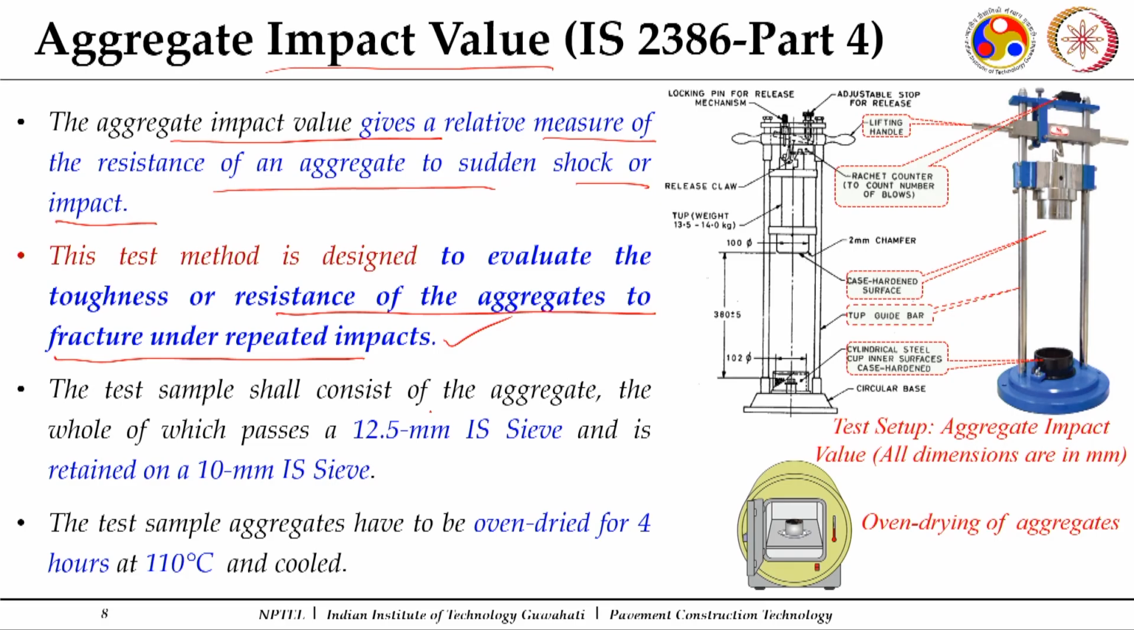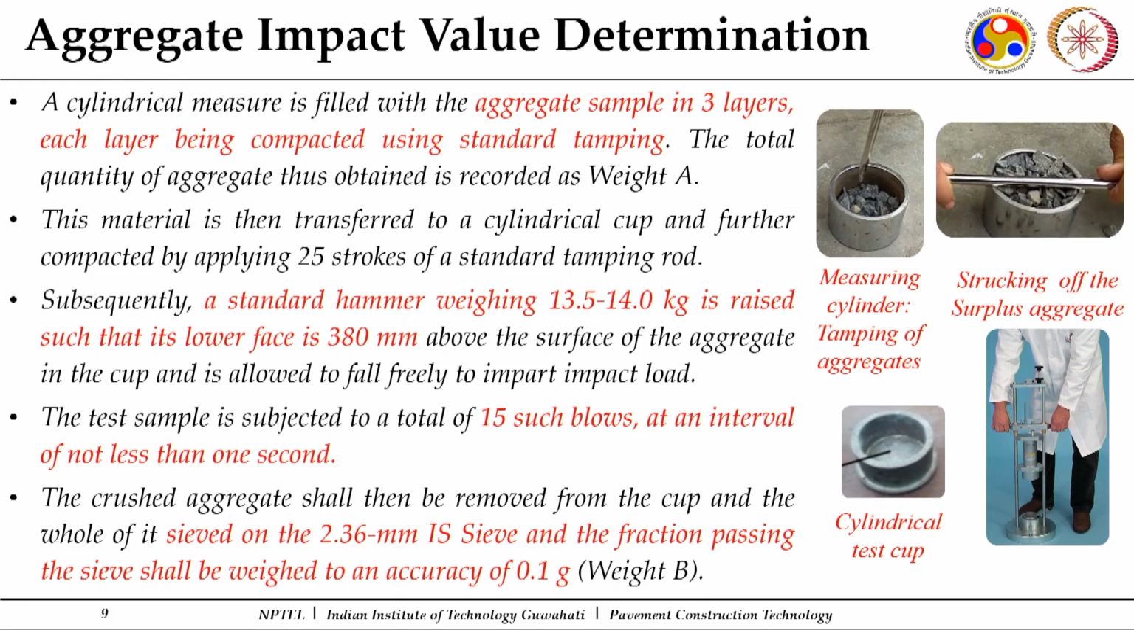For the test sample, here the 7 gradings were given. Here you take the aggregates which pass the 12.5 mm sieve and are retained on the 10 mm sieve. This aggregate is taken for the impact test, and we do oven drying of the aggregates. Now here we will have two things. One is a measuring mold. In the measuring mold, this oven dry aggregate is compacted in 3 layers, and each layer is tamped by a standard rod for 25 blows.